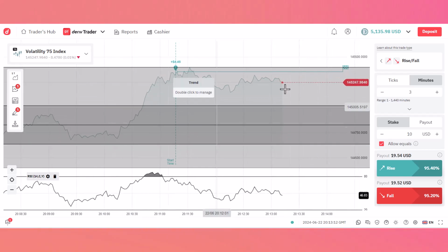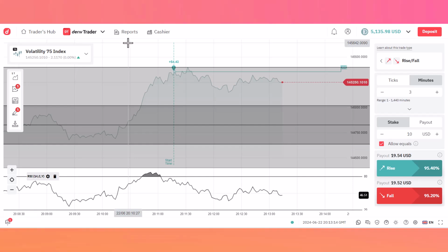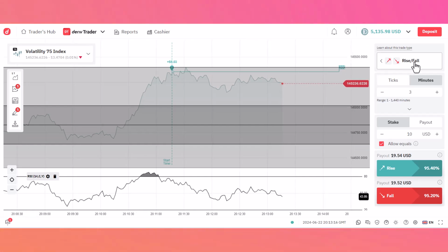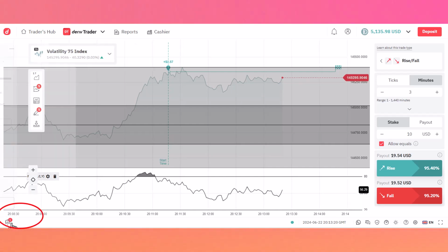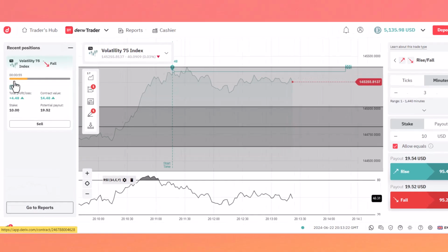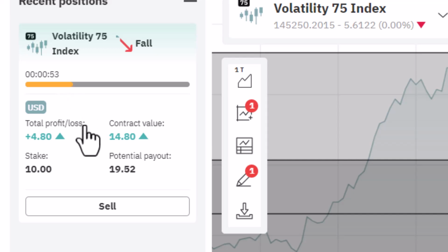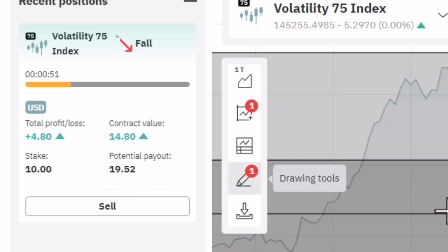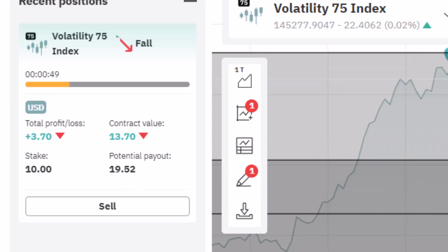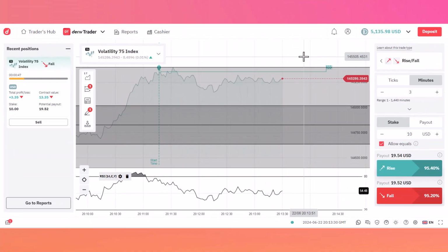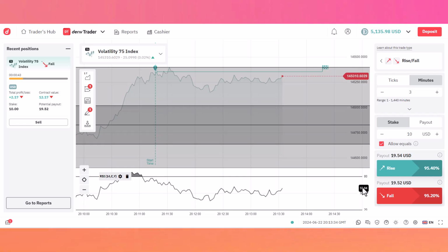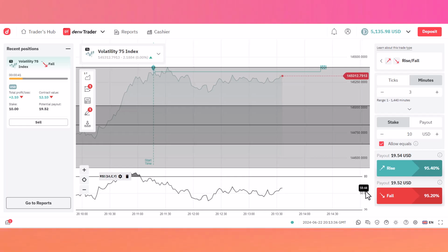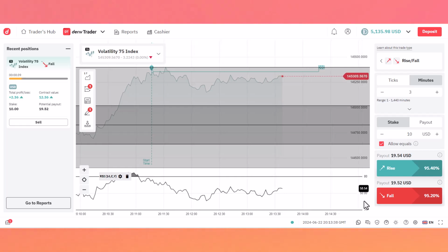Where's my trade? I can quickly go to my report. Where's my report? Right here. Yes, so I have 55 seconds more, and I will be good to go. All right, hopefully this goes in our favor. The market on the RSI is around the 50 zone, which means undecided. It can go any direction right now.